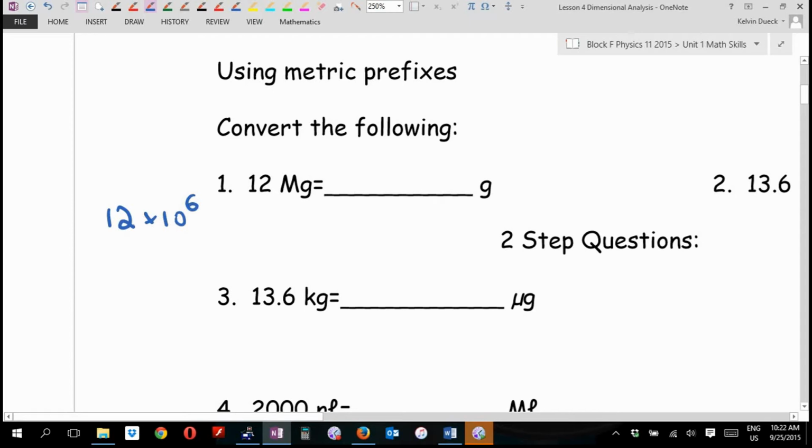Now, notice, this is not scientific notation. It kind of looks like it because there's a 10. That's because all of our metric system is based on powers of 10.